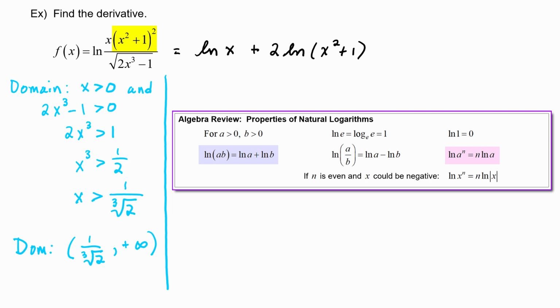And just a reminder, the reason we don't have to put absolute values around this, even though we had an even exponent, is because we know this is always positive.